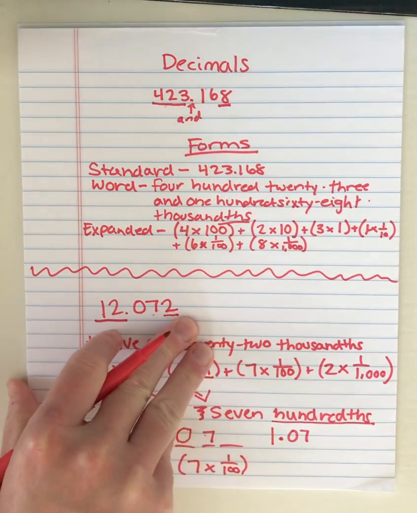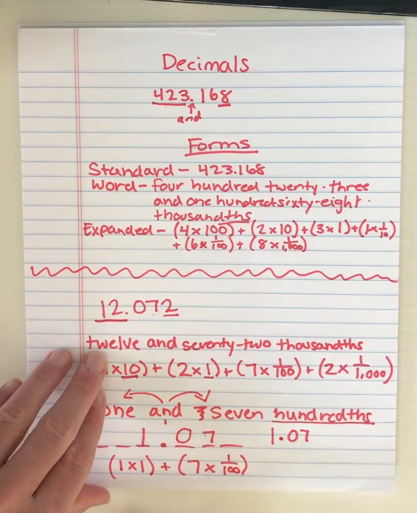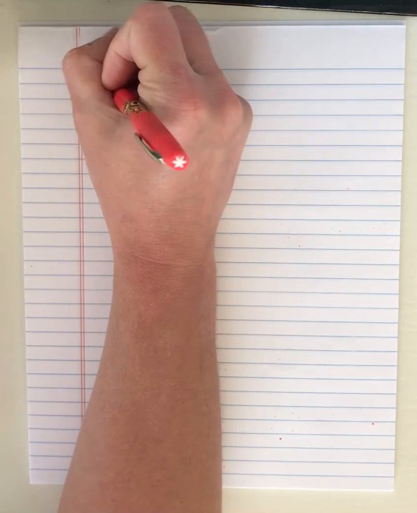We'll do one more. We'll take a number that's written in expanded form and write it in our 2 other forms. So let's say I had this number.